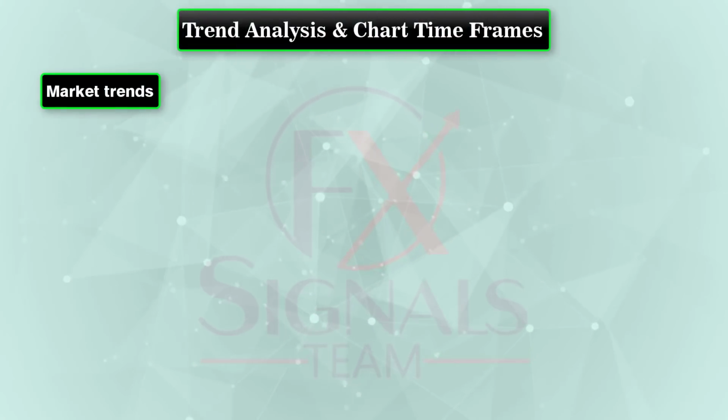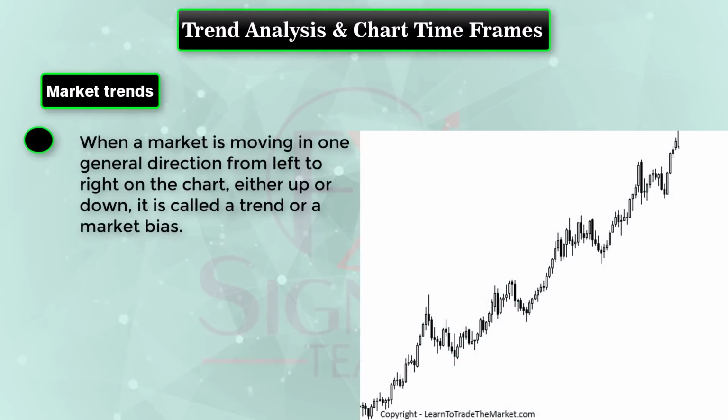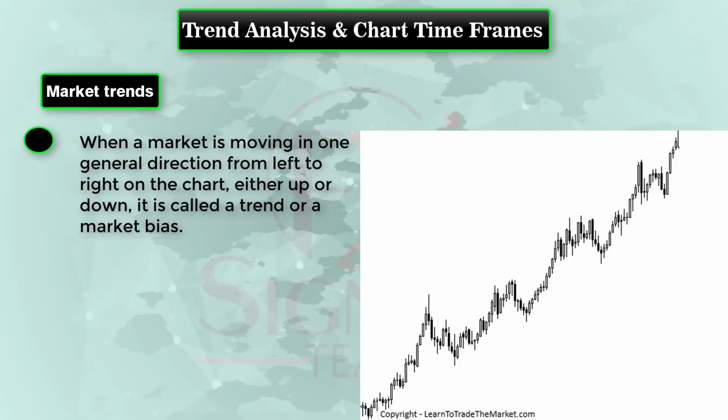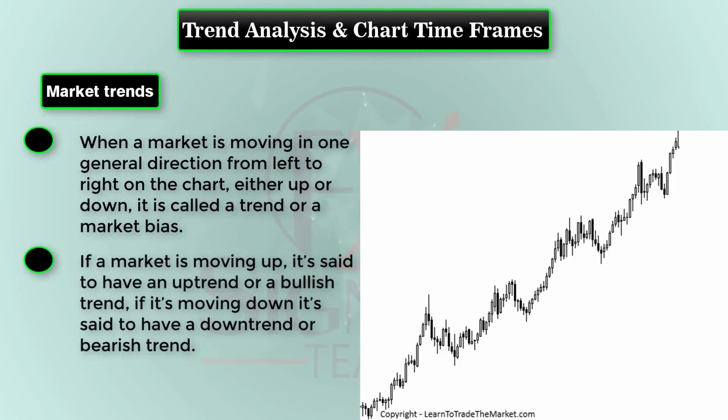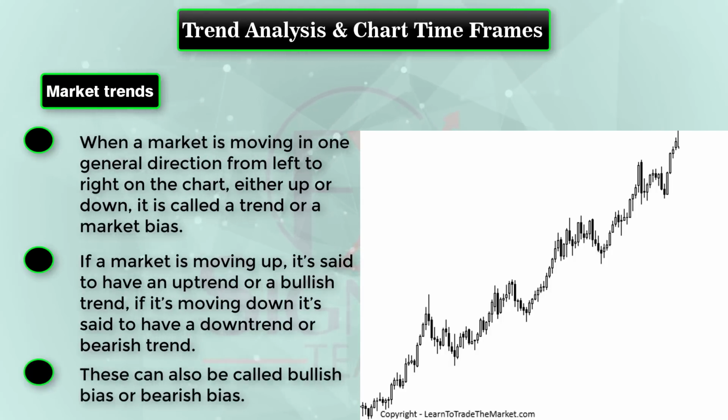Let's start. Market trends. When a market is moving in one general direction from left to right on the chart, either up or down, it is called a trend or a market bias. If a market is moving up, it's said to have an uptrend or a bullish trend. If it's moving down, it's said to have a downtrend or bearish trend. These can also be called bullish bias or bearish bias.